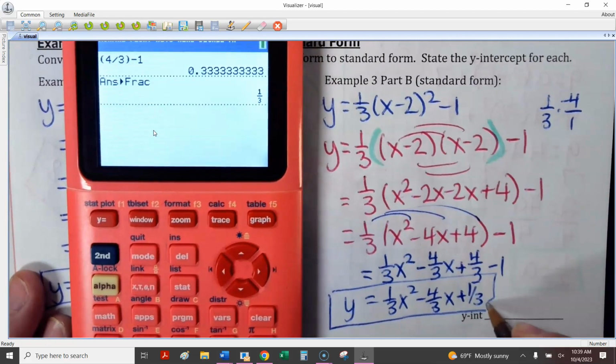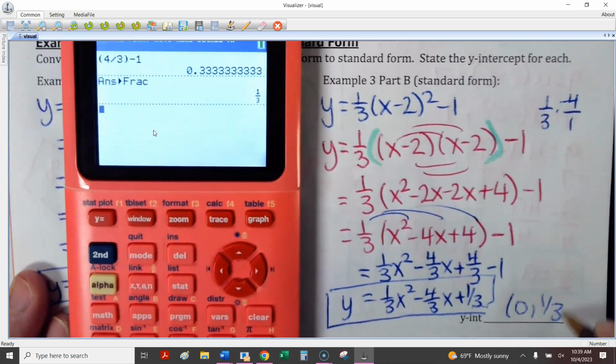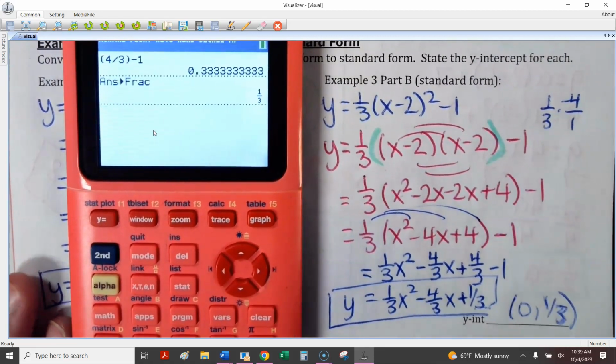And then actually that 1/3 is going to be my y-intercept. So 0, sorry, my pen's dying. 0, 1/3 would be my y-intercept.